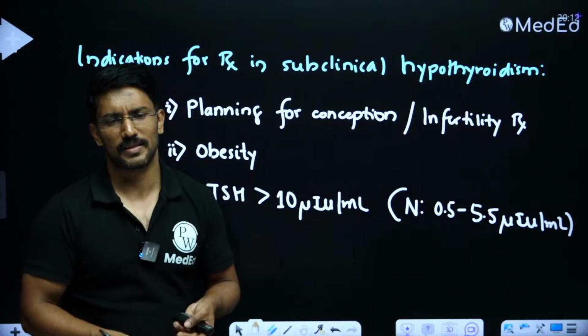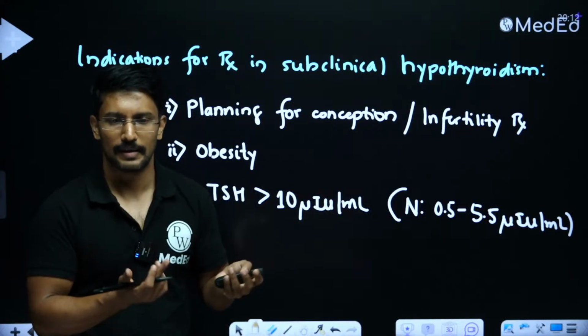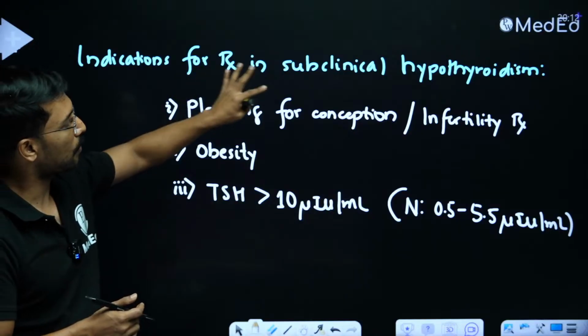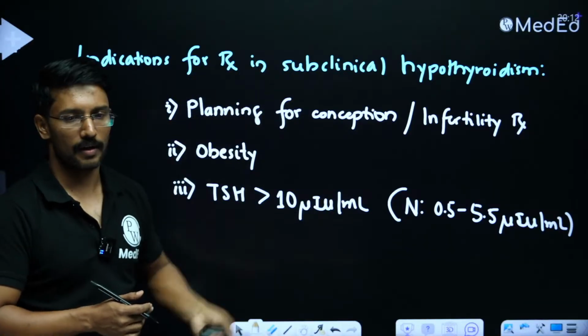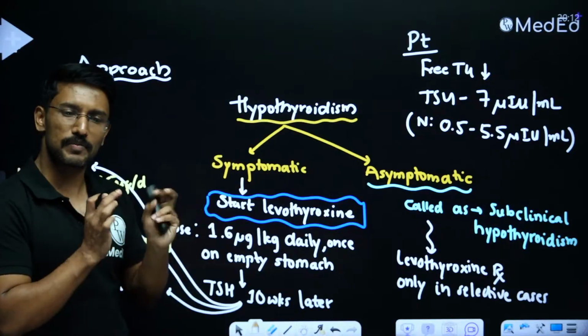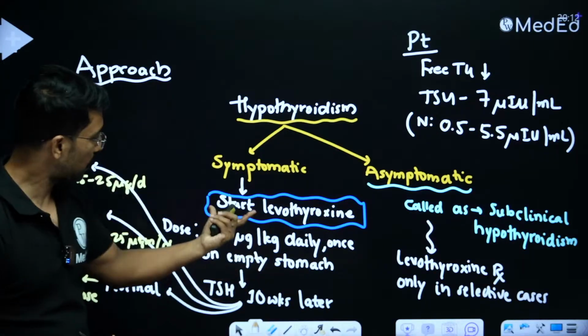तो क्यों wait करना है symptoms आने के लिए? We'll start the treatment, right? That is the third condition. So these are the indications for starting the thyroid hormone replacement in subclinical hypothyroidism. Overt clinical hypothyroidism जहाँ पे symptoms हैं, तो सारे symptomatic patients को treatment start करना है.